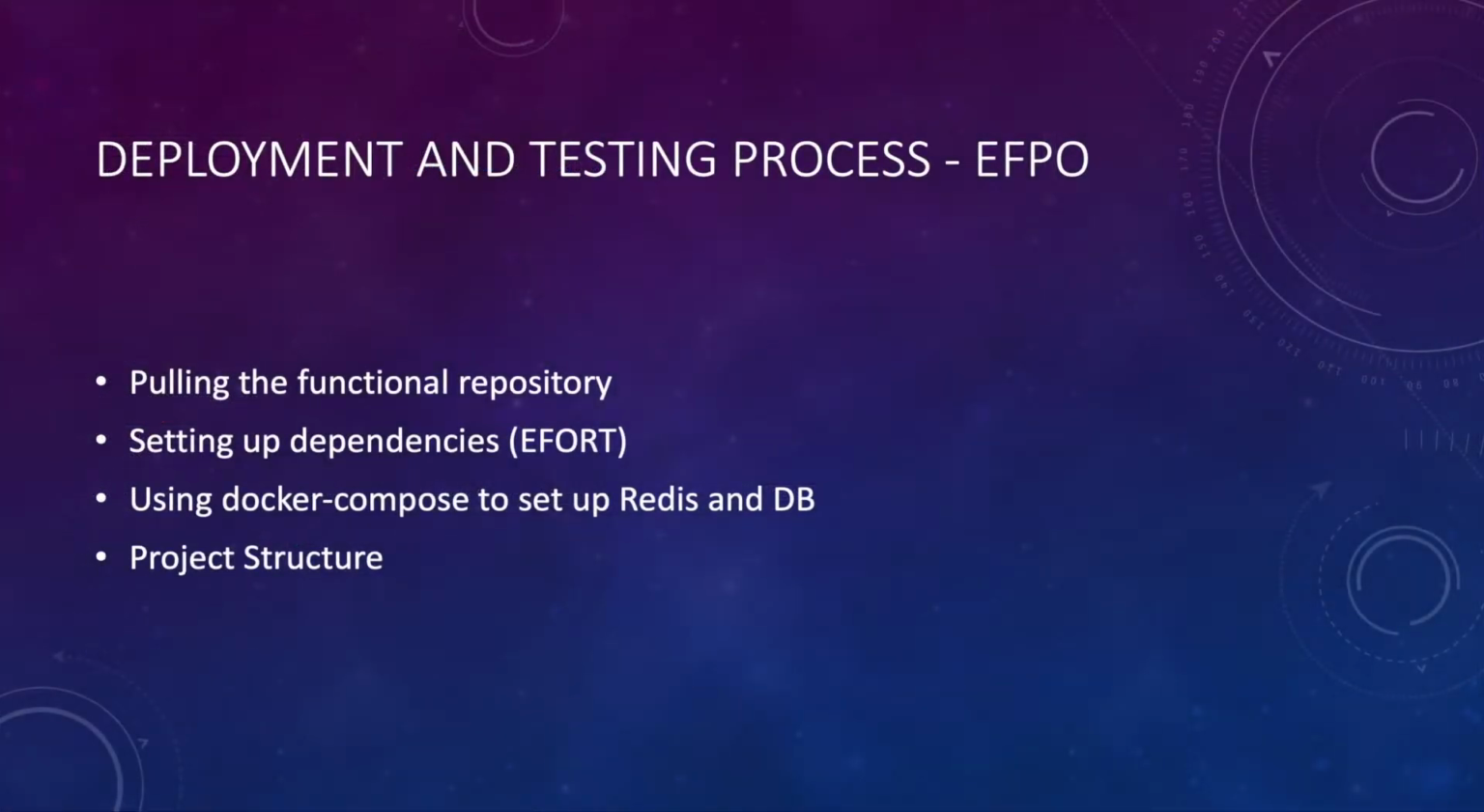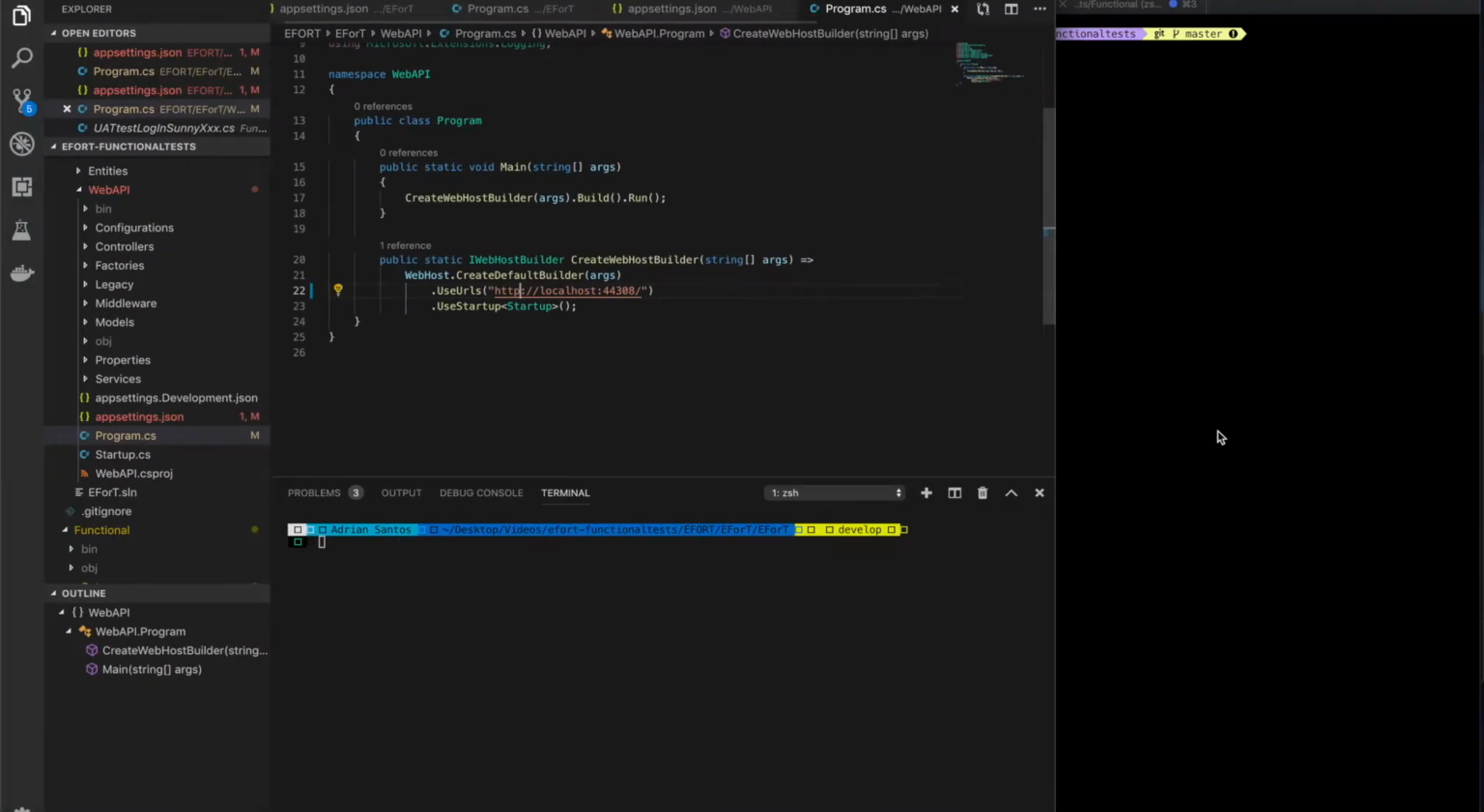The next step is setting up Redis and the local instance of the database using Docker Compose. In order to use Docker Compose, you will have to have Docker installed on your computer.